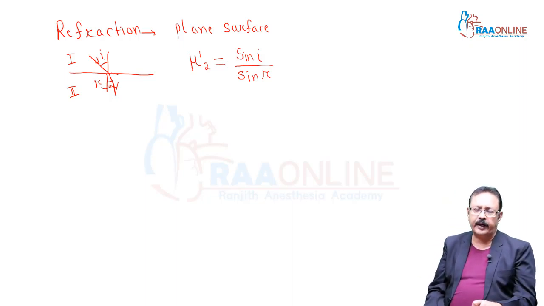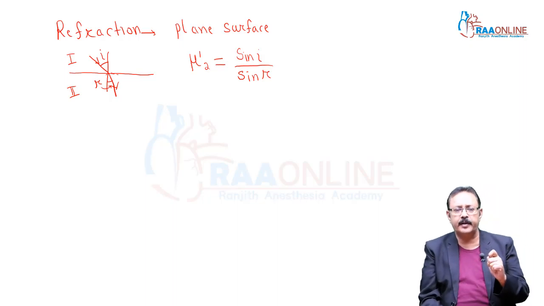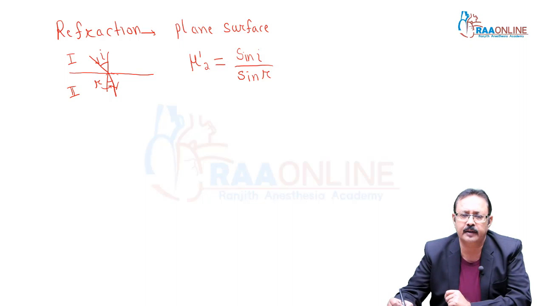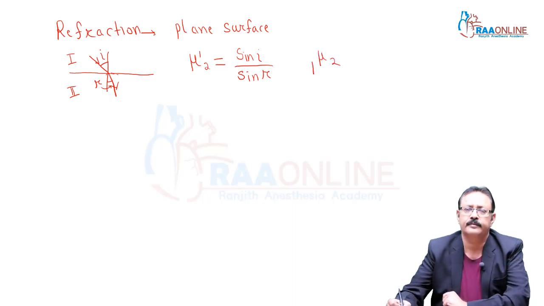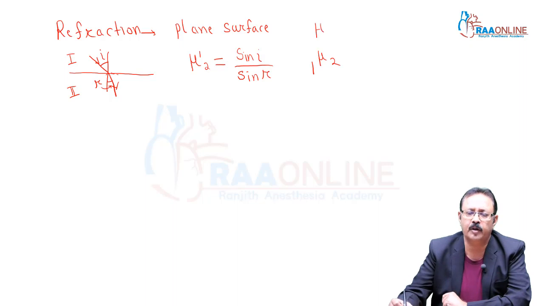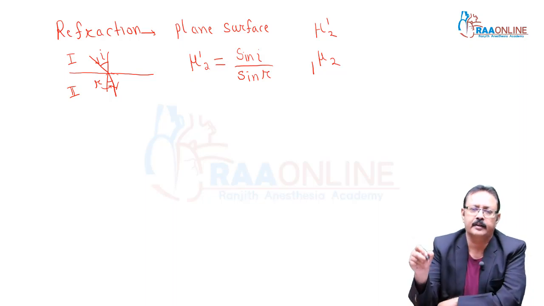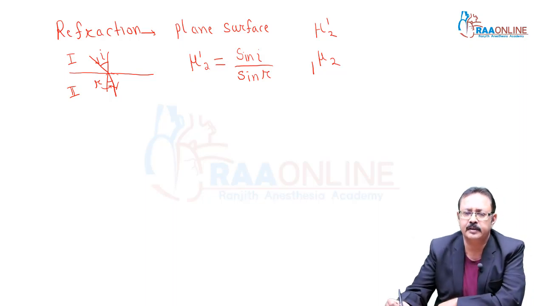What do you mean by refractive index of the second medium with respect to the first? You can write it like this or you can write it like this: either first medium on the upper side and second on the down side, or first medium on the left hand side and second on the right hand side. Refractive index means the ratio of speed of light in both media, that is, speed of light in air upon speed of light in medium.